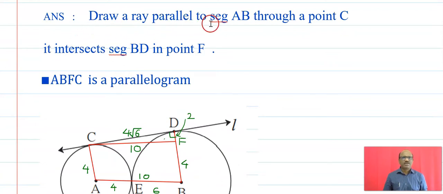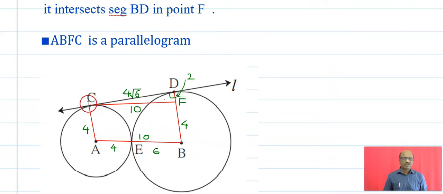Now see this here. Draw a ray parallel to segment AB through the point C. It intersects BD at F. That is, from point C, draw CF, which is parallel to AB, and it intersects BD at the point F. Now CF is parallel to AB, and also AC and BD are perpendicular to the same line, and that's why AC and BD are also parallel. That is, AC is parallel to BF. In the quadrilateral ABFC, opposite sides are parallel, and therefore the quadrilateral ABFC is a parallelogram.